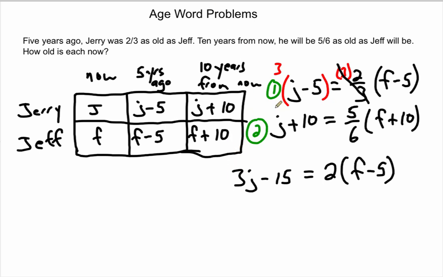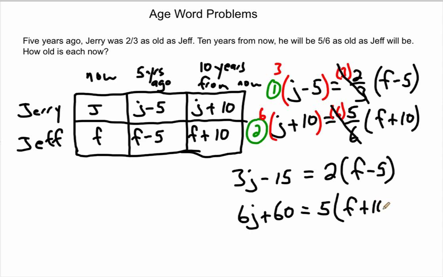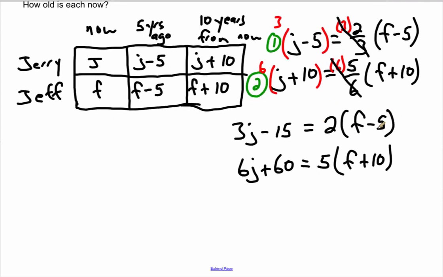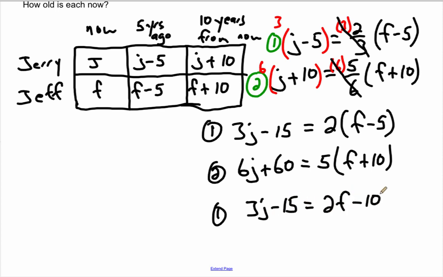And equation 2, we're going to multiply by 6 because there was a 6 on the bottom of that. So let's get rid of that. On the left side, we're going to end up with 6j plus 60. And on the right side, those 6's cancel each other out and leave us with 5 times f plus 10. I'm going to do the distributive property on the right side of both of these. So equation 1 is 3j minus 15 equals 2f minus 10. And equation 2 is 6j plus 60 equals 5f plus 50.